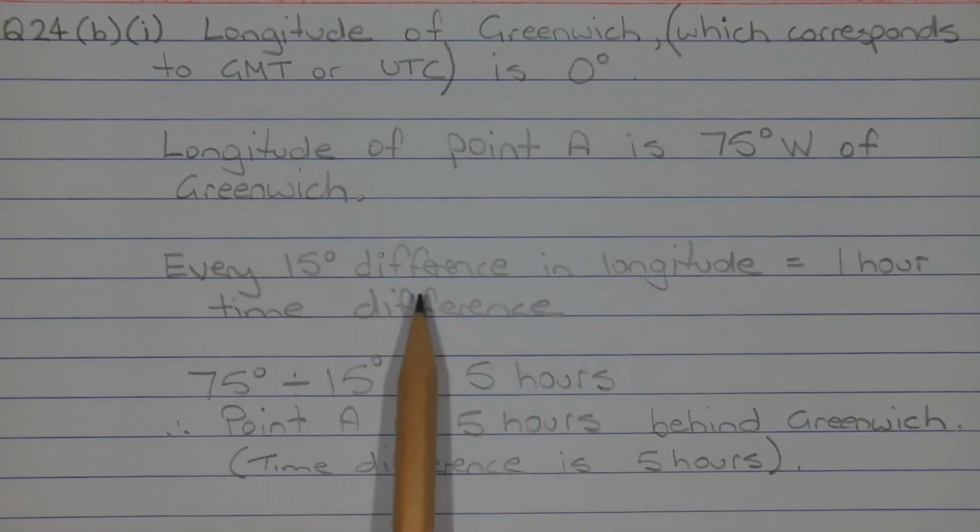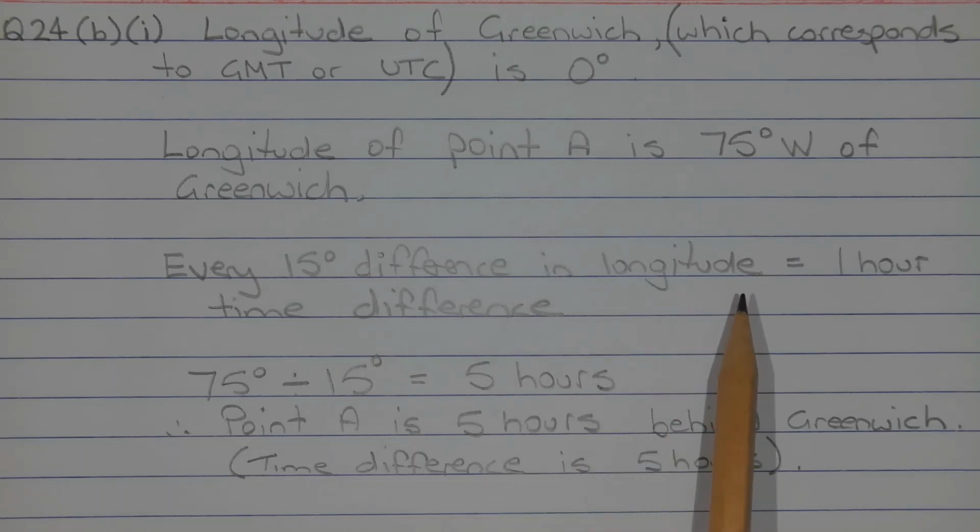Now every 15 degrees difference in longitude between the 2 points corresponds to a 1 hour time difference. So 75 degrees divided by 15 degrees is equal to 5 hours. Therefore, point A is 5 hours behind Greenwich, which corresponds to a time difference of 5 hours between those 2 points.